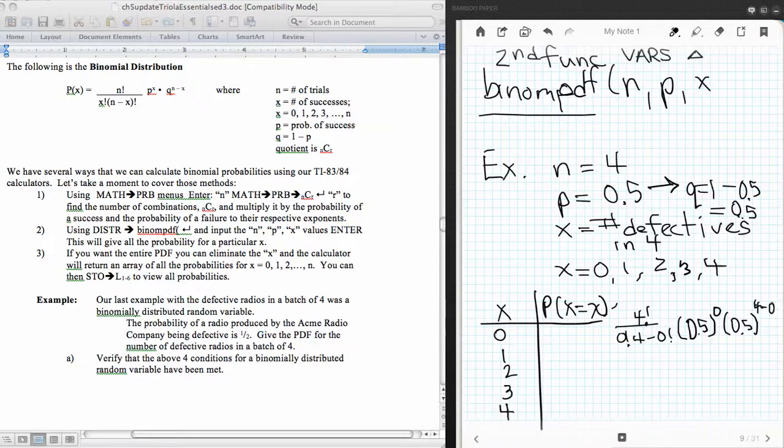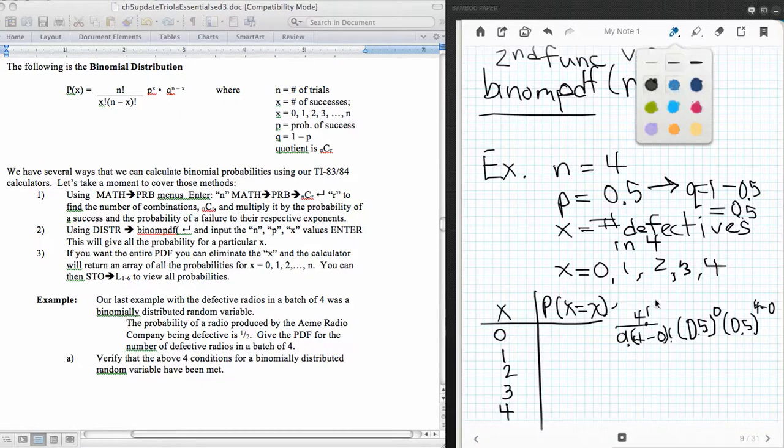So that's using just this formula, right? The n factorial is the 4 factorial, the x factorial is the 0 factorial, n minus x, 4 minus 0, and this is all factorial. And then the probability of success, p raised to the x power, that's 0.5 to the 0 power, and then q, 0.5 raised to the 4 minus 0 power. So simplifying this down, this is going to end up with 4 factorial over 4 factorial.